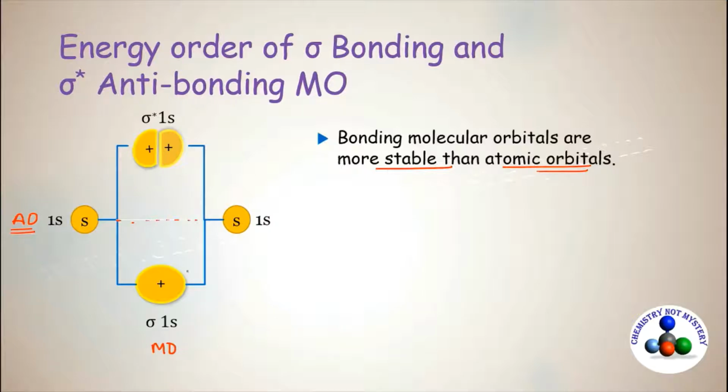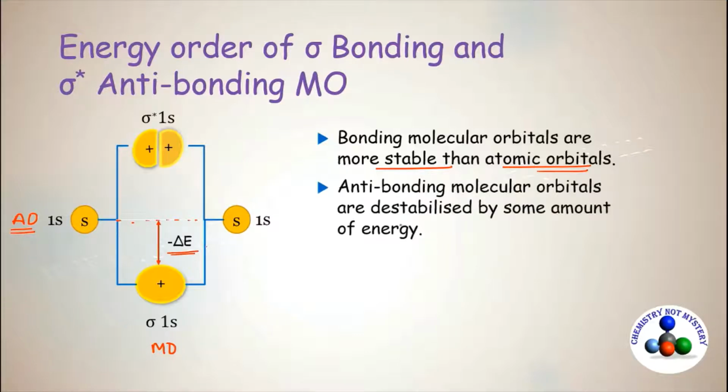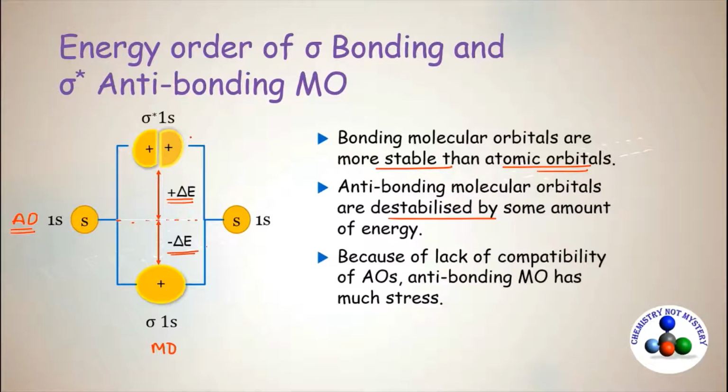That means this molecular orbital is stabilized by the loss of some amount of energy. But when you compare the energy of antibonding molecular orbital, its energy is higher than that of atomic orbitals. That's why it is destabilized by some amount of energy. These antibonding molecular orbitals are in much stress because there is lack of compatibility between two atomic orbitals.